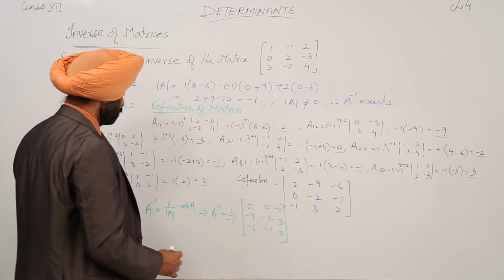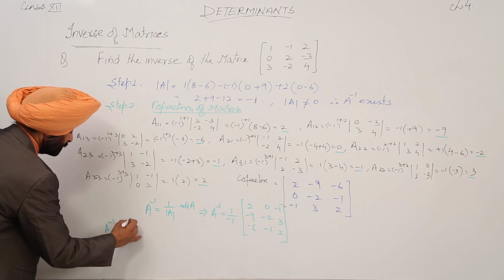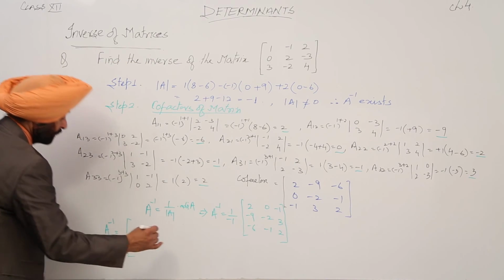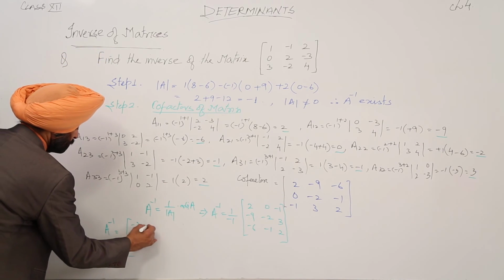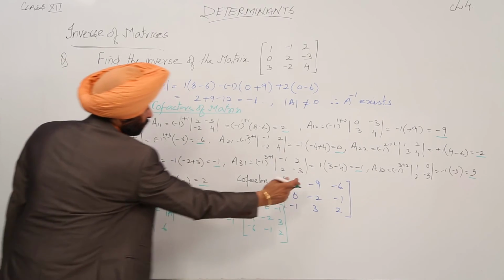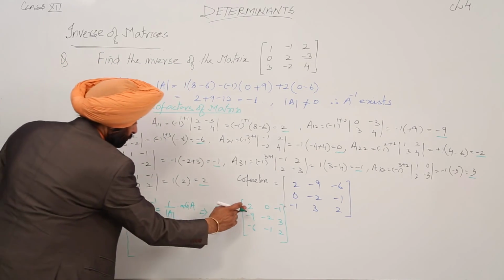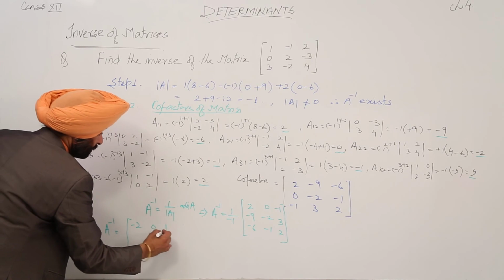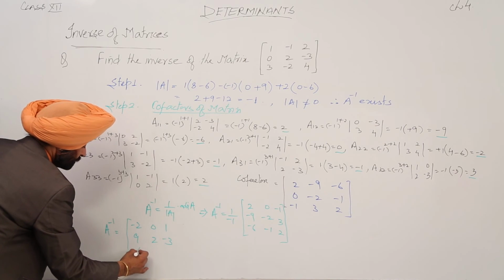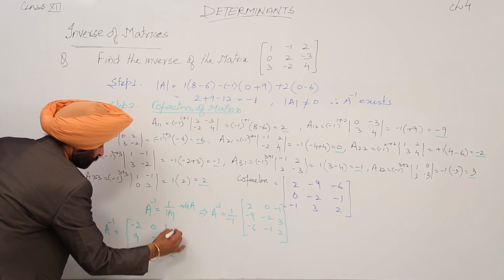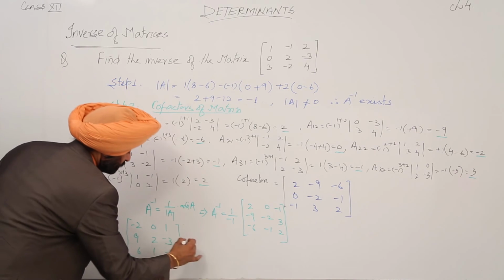Okay. Or we can write it now. A inverse is equal to, outside is negative of 1, it is minus 2, 9, 6 all positive, sorry, it is minus 2, 0 and 1, then 9, 2, negative of 3, 6, 1, negative of 2. Okay, and this is what? This is our answer.